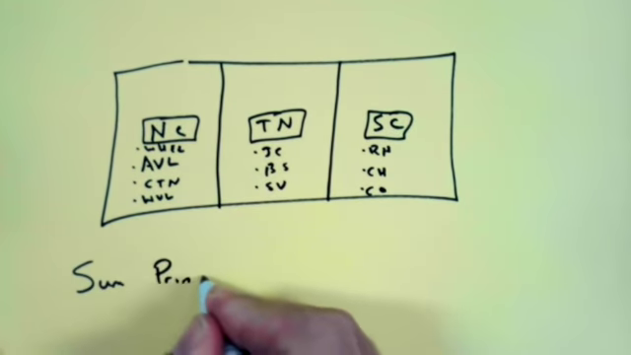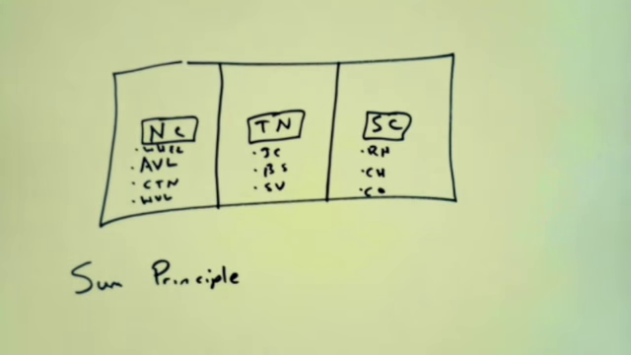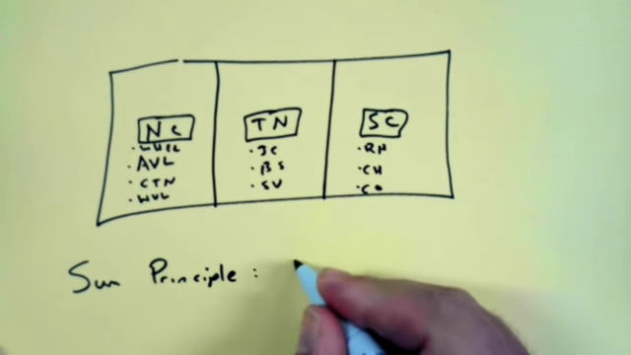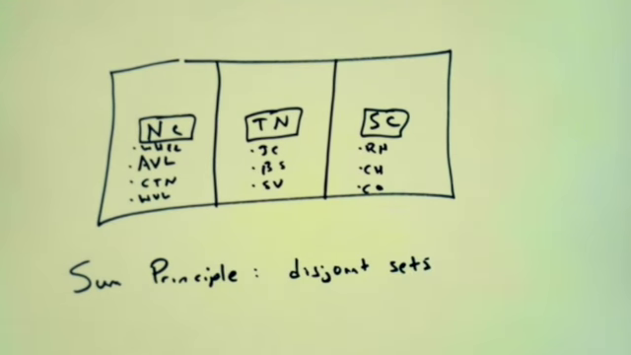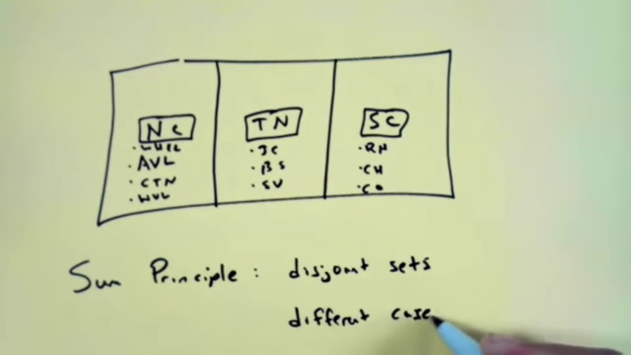Looking here, I can see that this is sum principle because I know the sum principle is about disjoint sets, and each of these cities is in one of these distinct states. So I know that these are different cases. When I say disjoint sets or different cases, that's really saying the same thing.